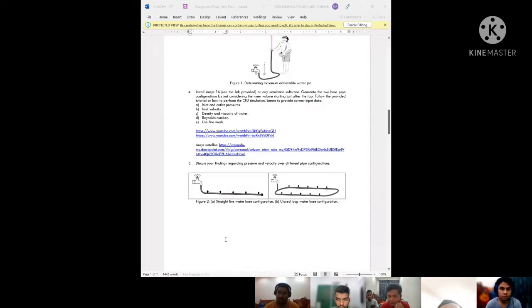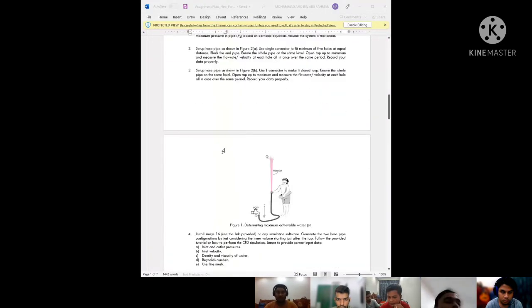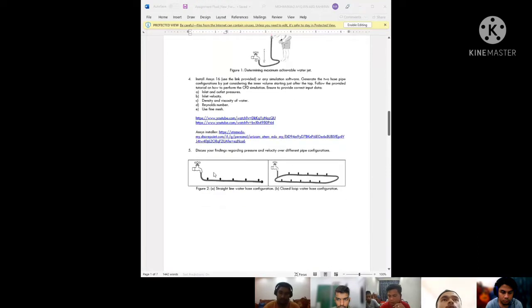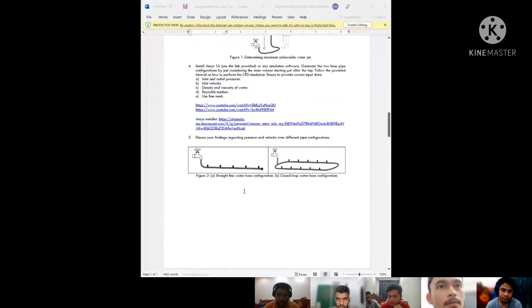Okay, for the first configuration, we have here the straight line water hose. We use about 10 nozzles. This one, first nozzle, 3.5 mm diameter single connector. We plug about 10 nozzles along the 5 meter hose pipe.